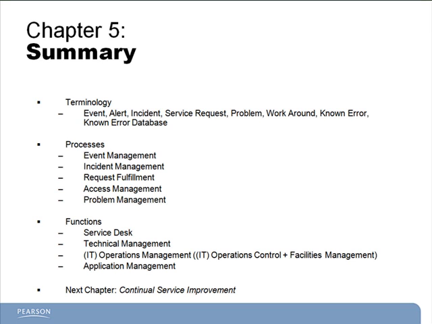In service operation, there are 5 processes, and if you put them in a funny order, they spell out iPair, or the IP address of your ear. The service operation book is also the only book that mentions functions. There are 4 functions in ITIL version 3. We have the service desk, technical management, IT operations management, which is made up of IT operations control and facilities management, and don't forget that sometimes they leave off the IT of those 2 teams.